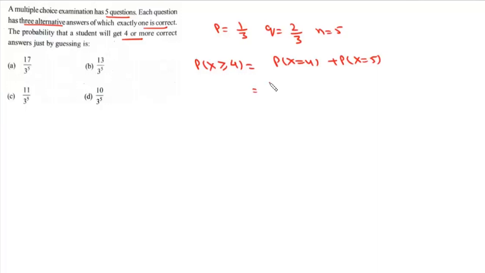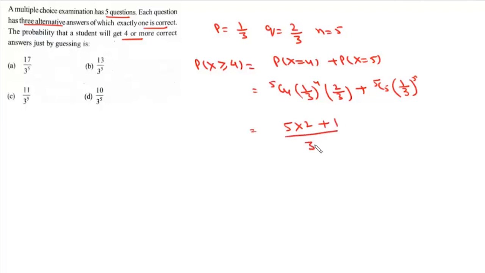Now this is 5C4 (1 by 3) to the power 4 into (2 by 3) plus 5C5 (1 by 3) to the power 5. Now 5C4 is 5, and 5 into 2 plus 1, divided by 3 to the power 5, which is 11 upon 3 to the power 5.